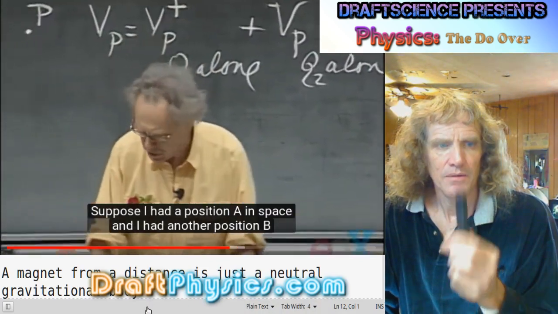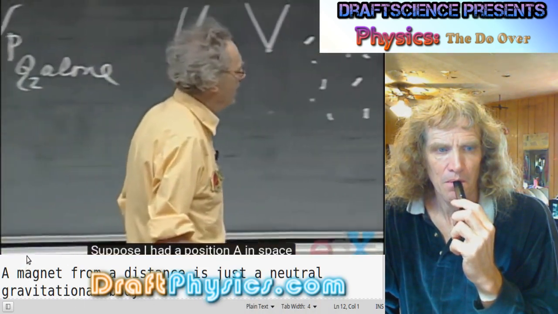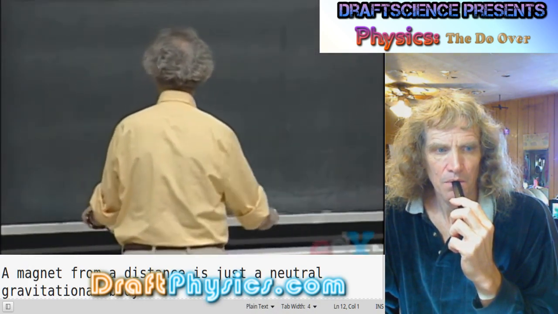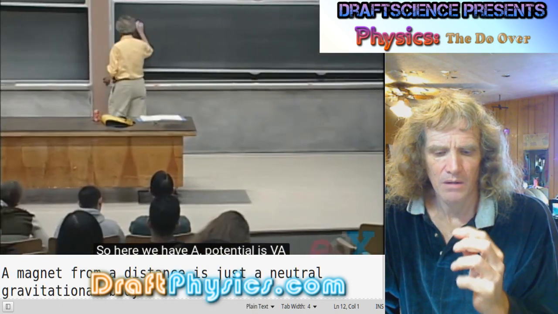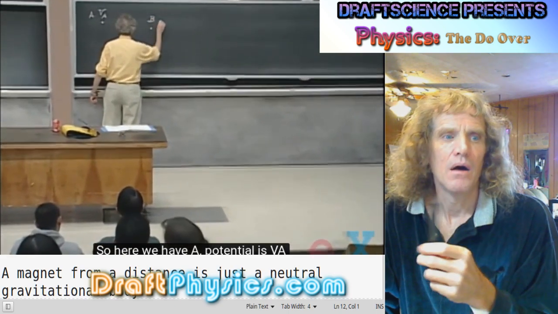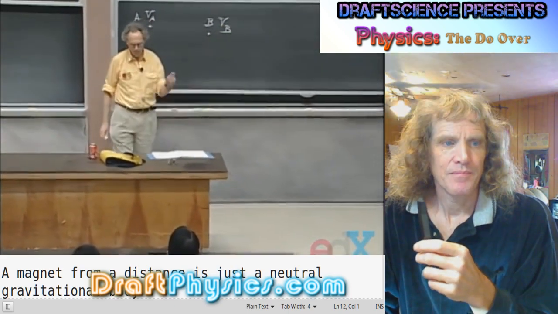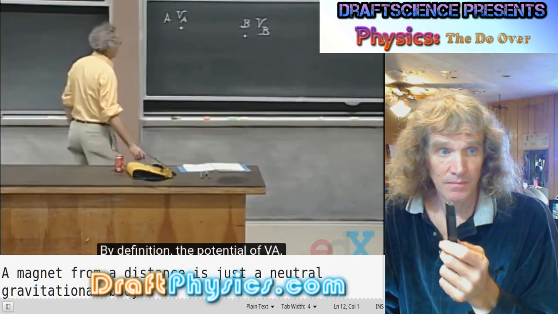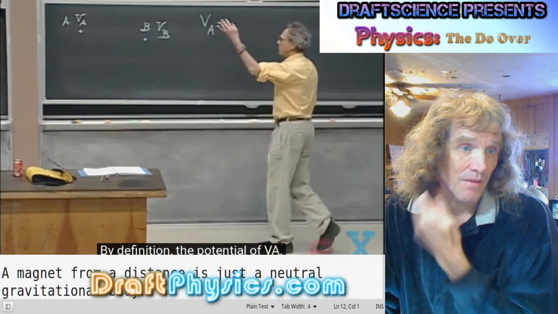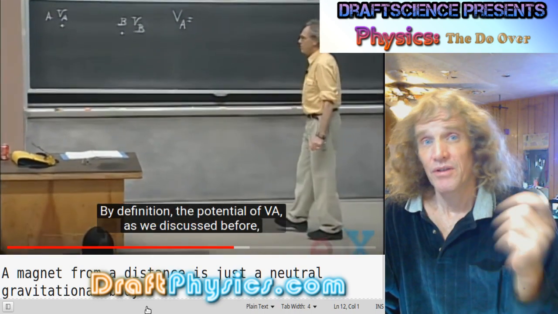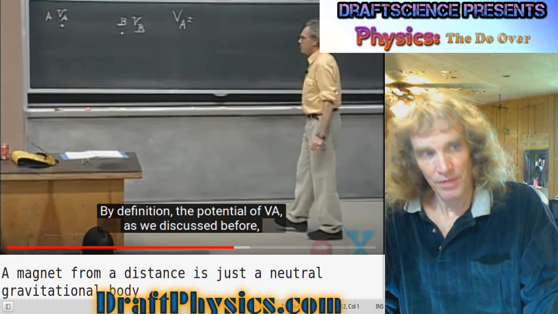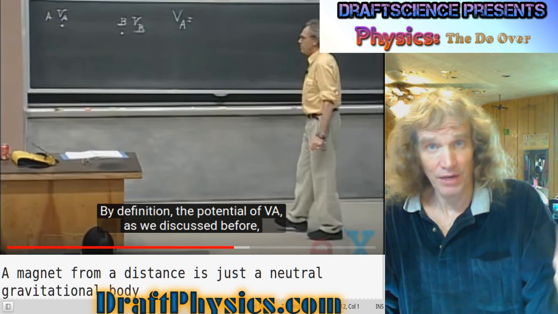Suppose I had a position A in space, and I had another position B, and I specify the potentials. So here we have A, potential is VA, and here we have point B, where the potential is VB. By definition, the potential of VA, as we discussed before. So you could always replace the word potential with pressure. So there's going to be two places that are of a different pressure.